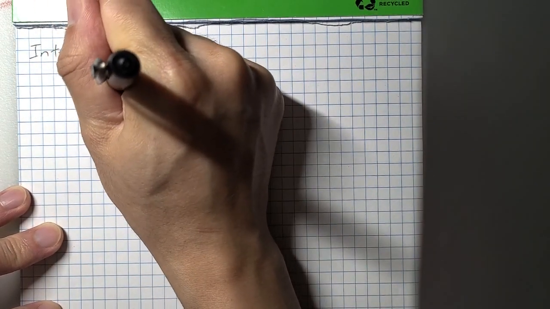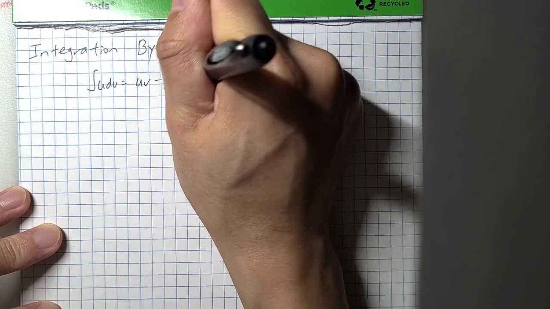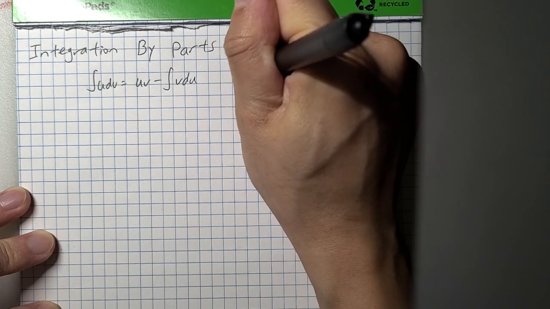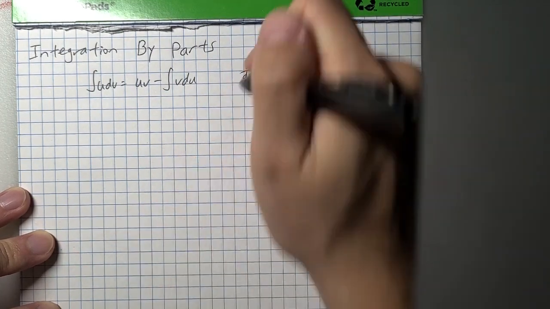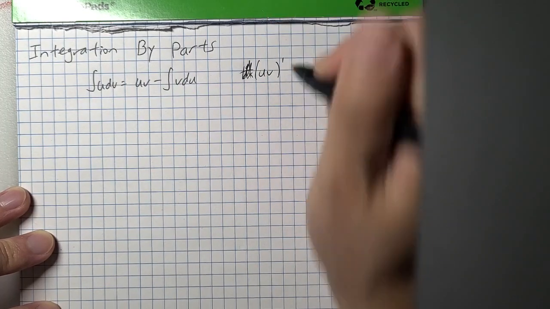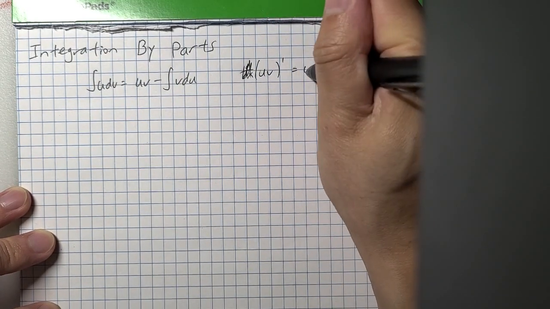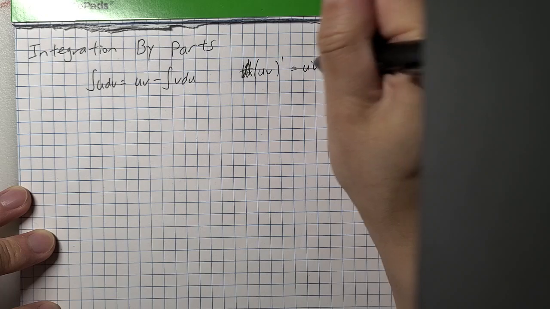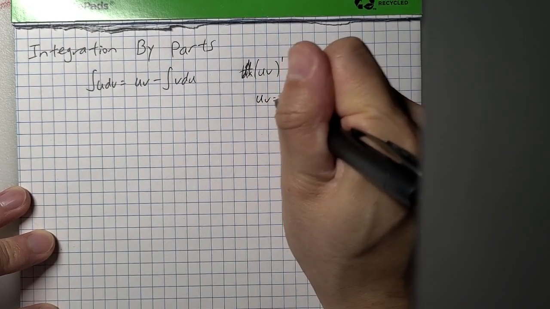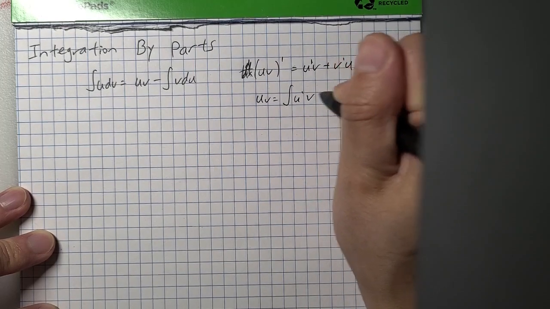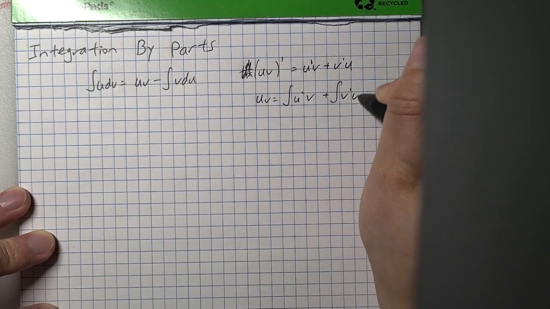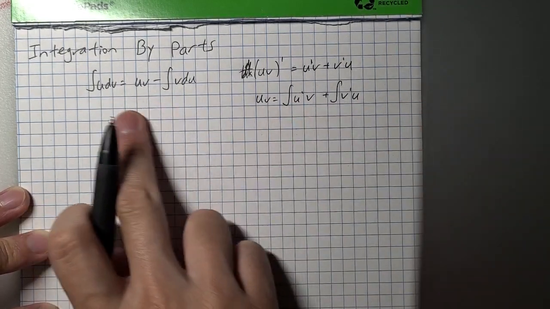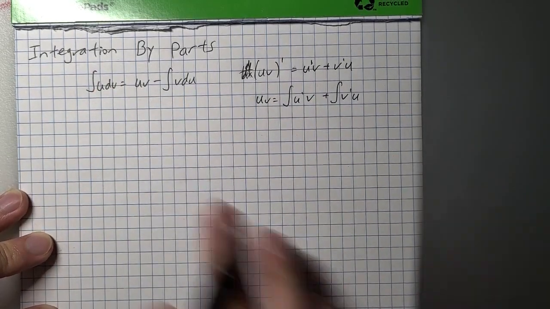We have the integral of u dv is uv minus the integral of v du. You have a product of two functions. This comes from the product rule, okay? So if we take the derivative of uv, the product rule gives u prime v plus v prime u. We integrate both sides, and we get uv is the integral of u prime v plus the integral of v prime u. You could write u prime as du and v prime as dv, and then you reorganize to get this, okay? So this is where integration by parts comes from.